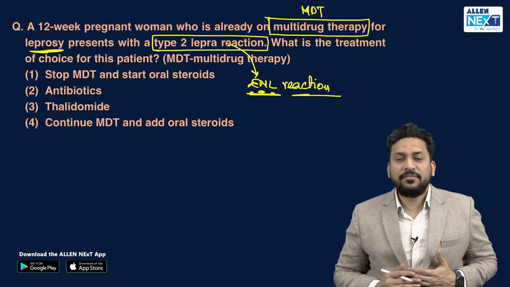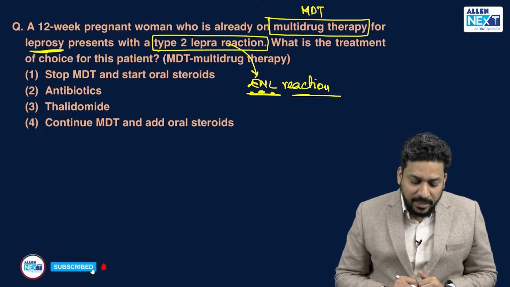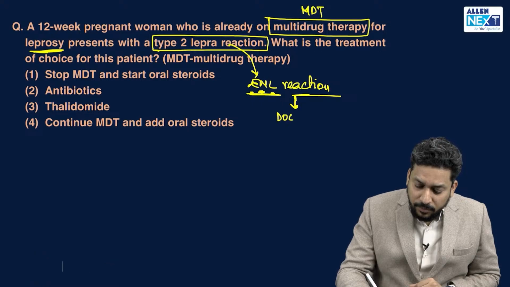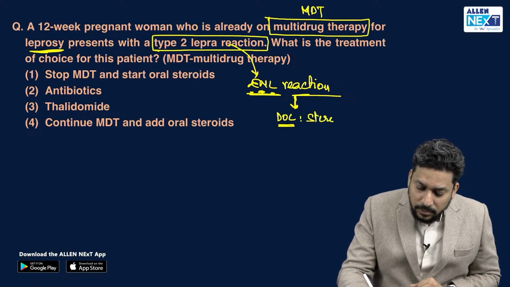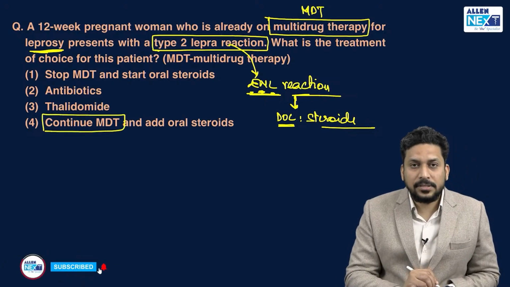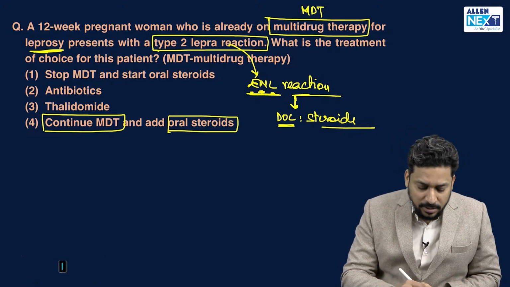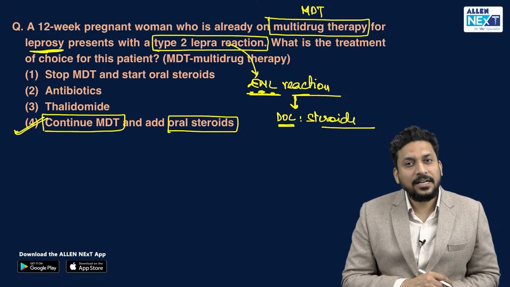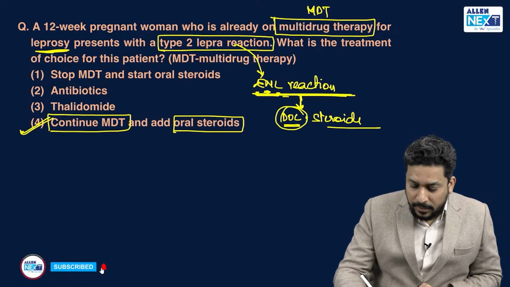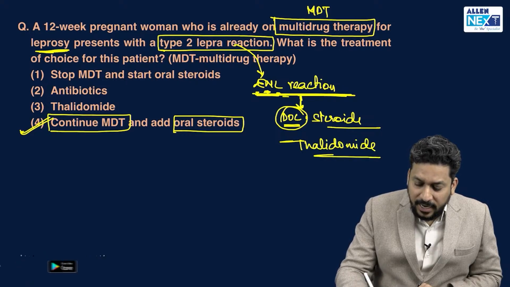Now, because the patient is suffering from multibacillary leprosy, we will give MDT, and in MDT, if the patient develops a reaction, we have to give the drug of choice for type 2 lepra reaction, that is steroids. So what do you need to do? You should not stop MDT. Instead, you should continue MDT to treat the leprosy. And to treat the lepra reaction, you have to add steroids, which is the drug of choice for type 2 lepra reaction. So the answer becomes continue MDT and add steroids. Remember that in ENL reaction, the drug of choice is steroids, but if steroid is not in the options, then you can choose thalidomide. Thalidomide is also effective in type 2 lepra reaction.